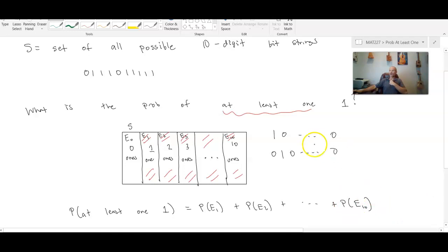But another way I could think about this is that I know that the sample space is going to represent 100% of all possible outcomes.